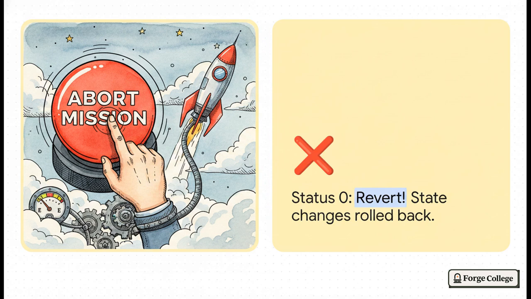The decentralized network still had to expend the computational energy to figure out that your transaction failed, and they absolutely demand to be compensated for that work.